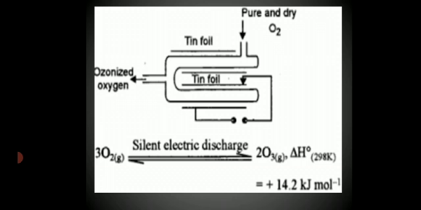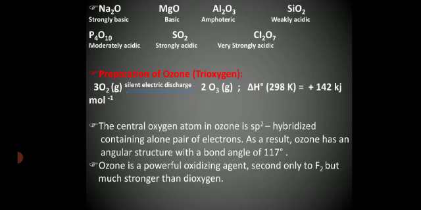We are getting ozone. After that, ozone is being separated from oxygen and we are collecting ozone separately. Now the central atom of ozone is sp2 hybridized containing a lone pair of electrons. As a result, ozone has an angular structure with a bond angle of 117 degrees.